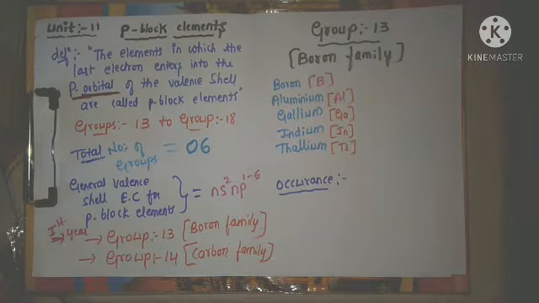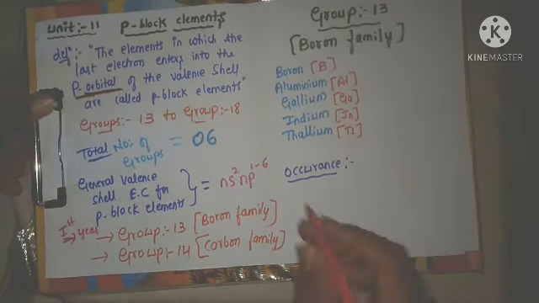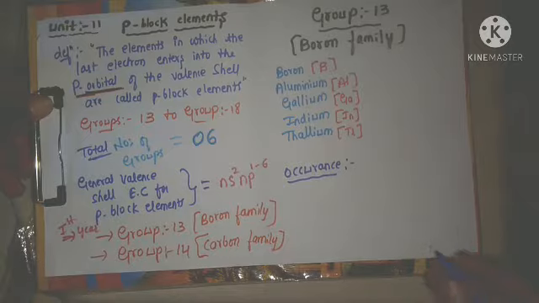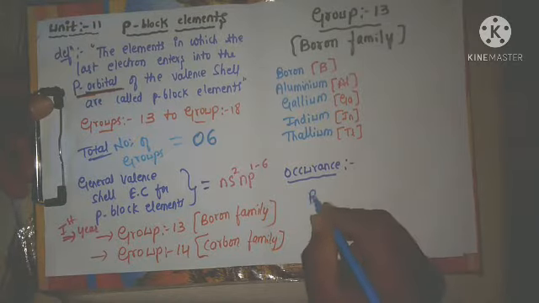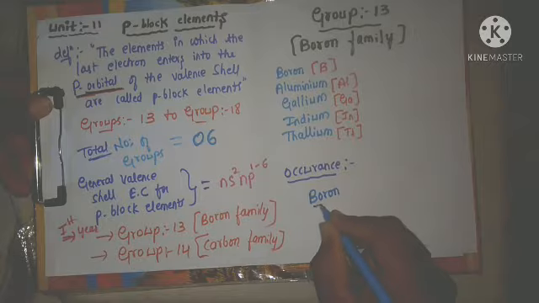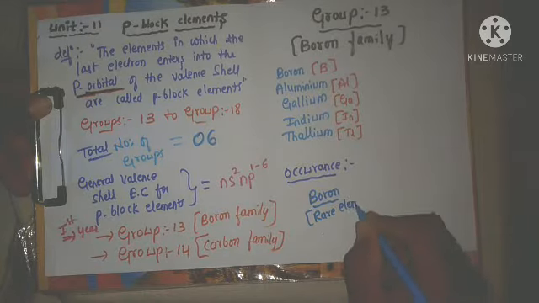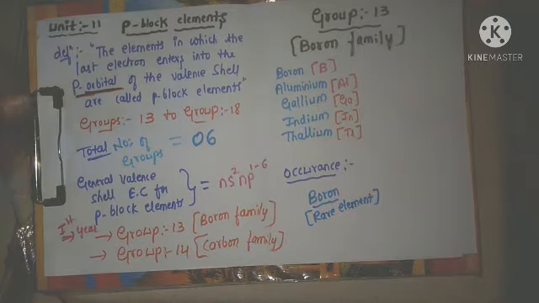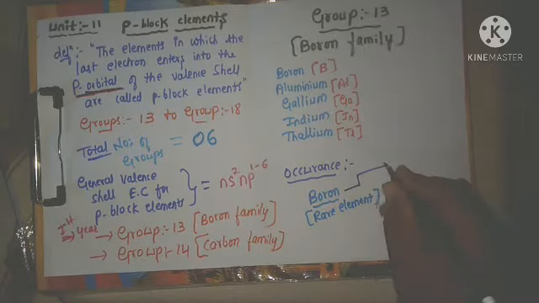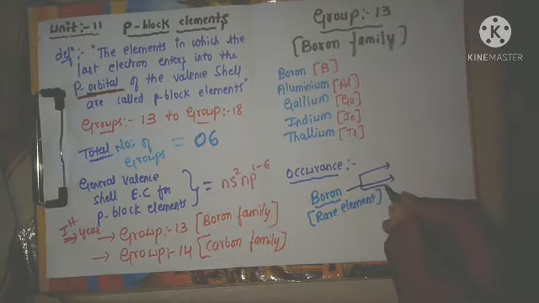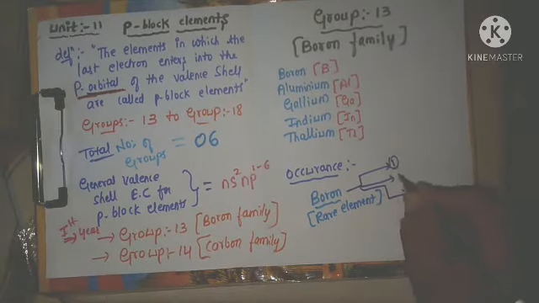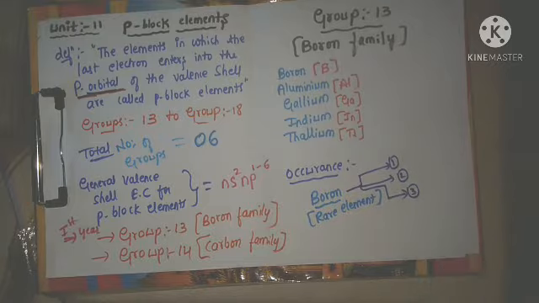Now here, first we will discuss the occurrence of boron. Boron is a rare element, meaning it is available in small quantity, therefore it is called a rare element. Boron is a rare element and it occurs in 3 forms. Boron is available in 3 forms: first, second, and third.